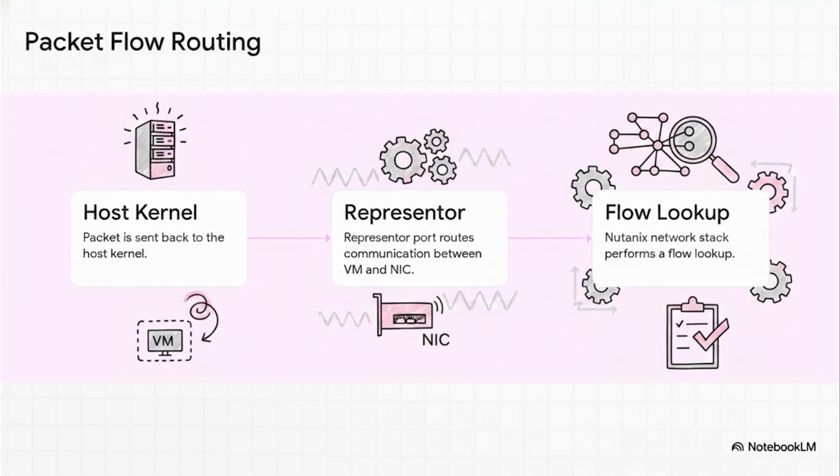Let's peek under the hood at the exact packet flow. It all revolves around a software object in the host kernel called a representer port. When a packet leaves a VM, it hits that host kernel first. Then, the representer port steps in, acting as this crucial bridge between the VM and the physical network interface card. After that, the Nutanix network stack does a flow lookup. If you want to nail this on the exam, drill this into your head. It is the representer port that handles this routing in the Nutanix network stack.